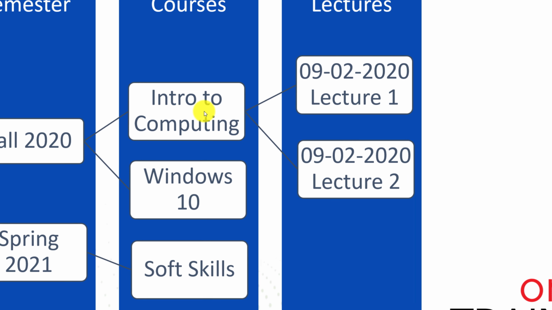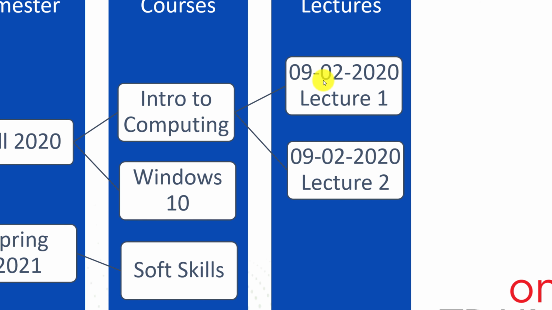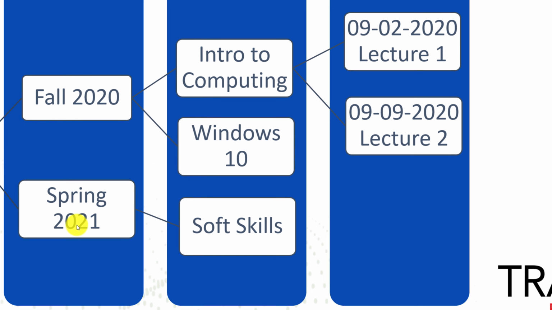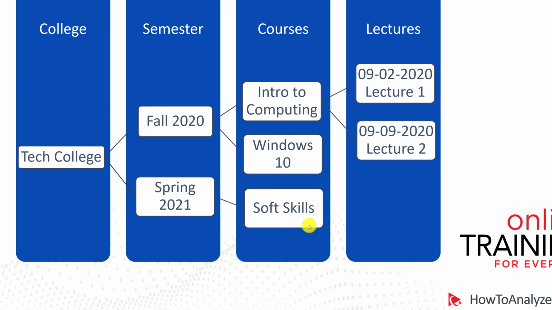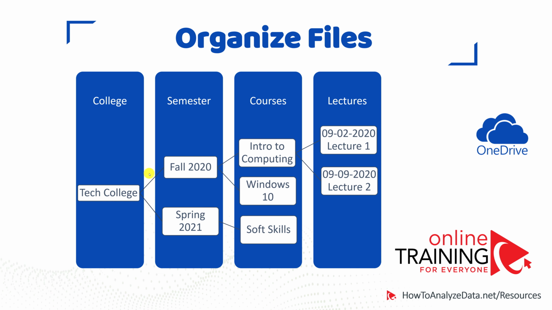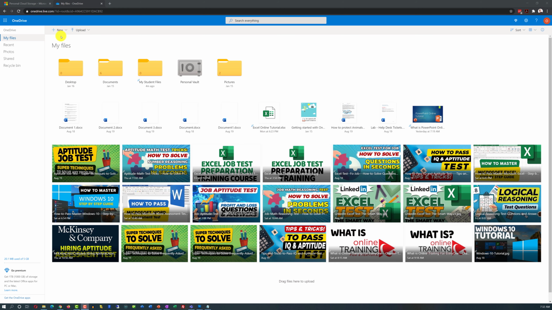And then for Introduction to Computing, you will have 2 lectures, one on September 2nd, and another lecture is on September 9th. In the spring of 2021, you only have 1 class, which is called Soft Skills, and you didn't have any lectures for this class yet, but you can already pre-build the structure for this class. How would you organize this data in OneDrive? First step is to create a top folder, which we will call Technical College.